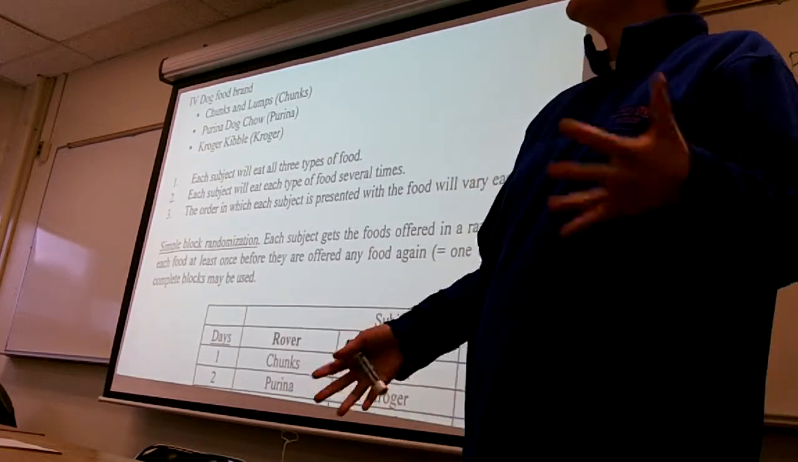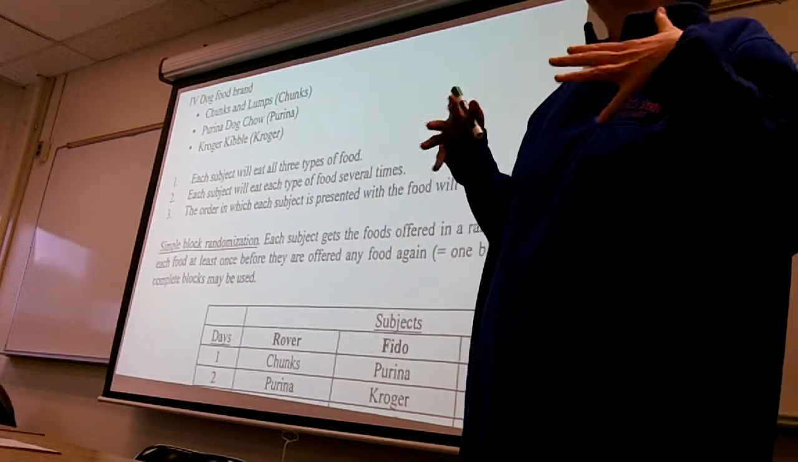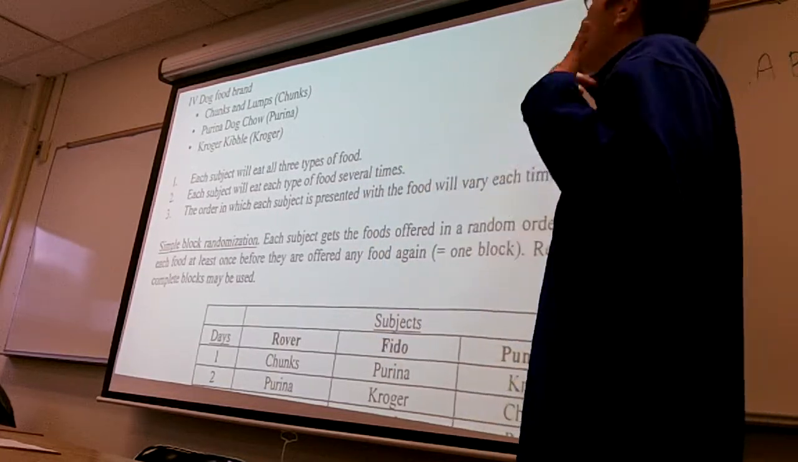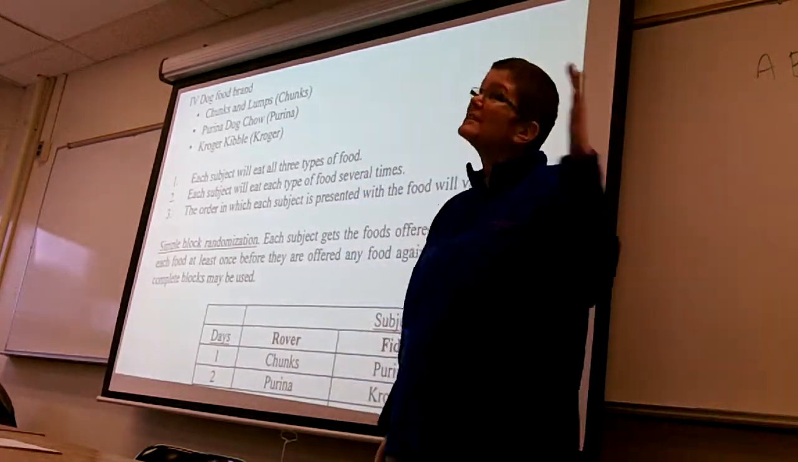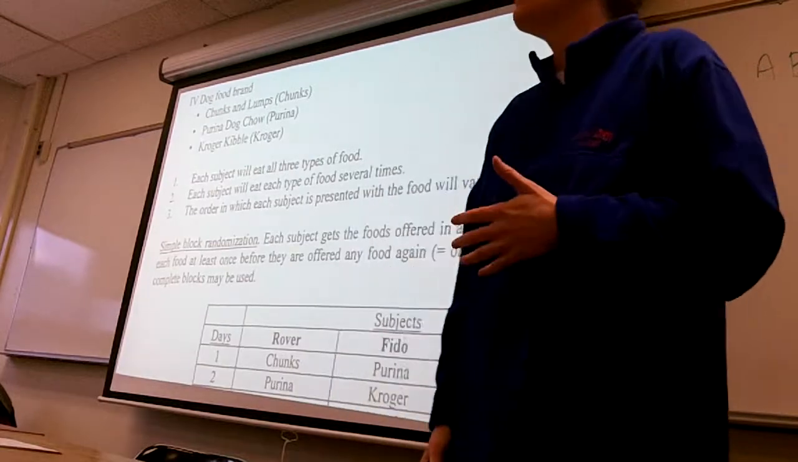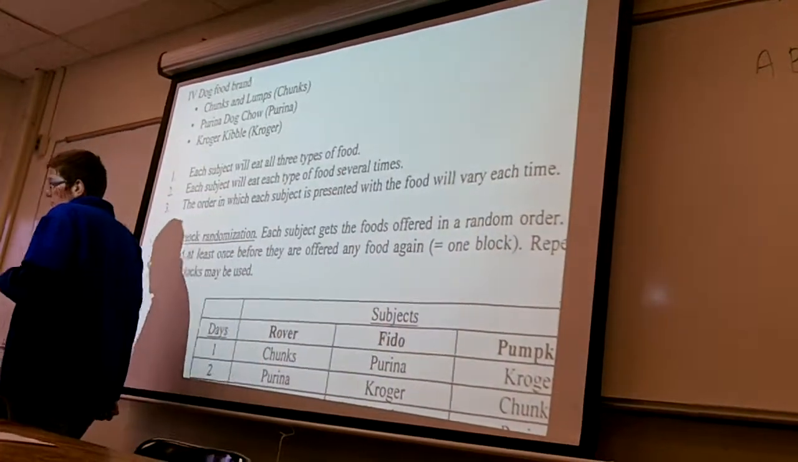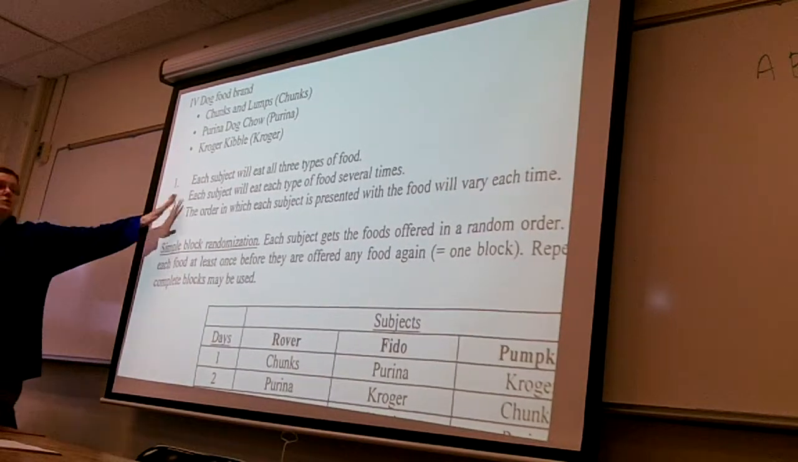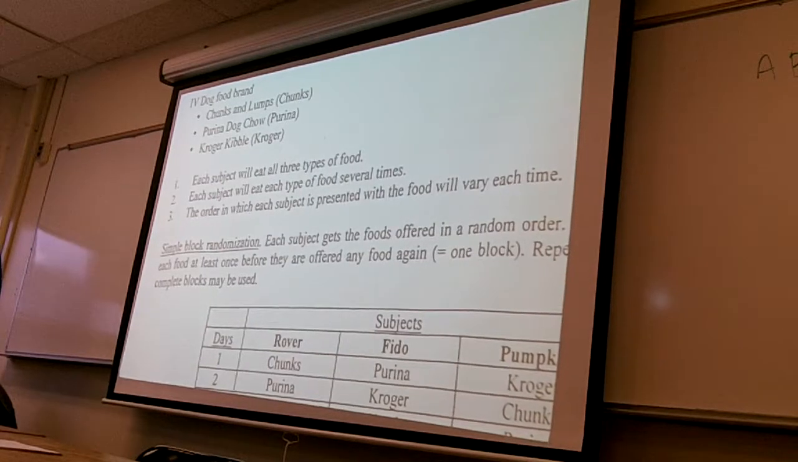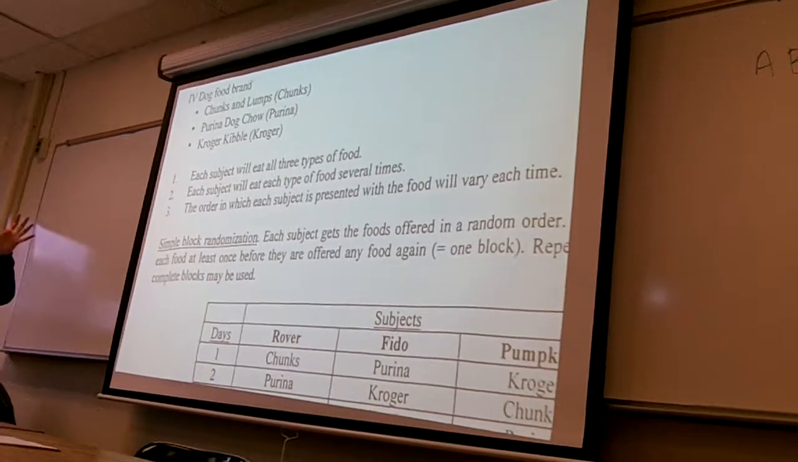I want to know how one group of dogs, I'm going to compare. This group of dogs, do they eat more chunks and lumps? Do they eat more Purina dog chow? Or do they eat more Kroger kibble? And every dog's going to get a chance to eat every kind of food. Now, if I do this as a complete design, I'm going to give each dog multiple opportunities to eat each food. Okay? Because remember, complete designs are for multiple exposures to each level of the IV.